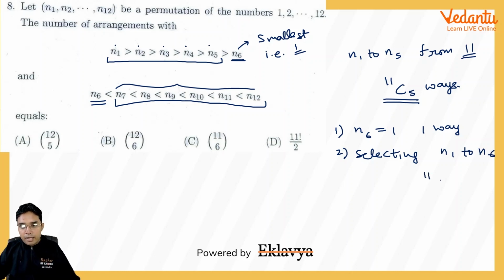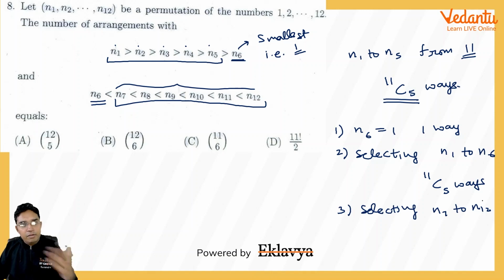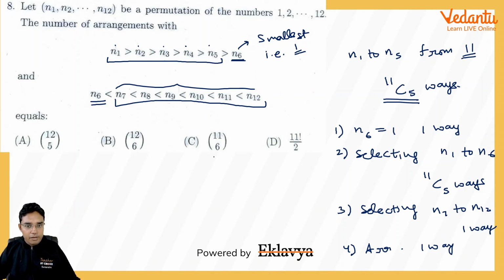So that will be done in 11C5 ways, and then you may like to select n7 to n12 also, but already after 5 numbers are selected, they will be selected in just one way. And then arrangement, every arrangement is done in just one way. So the answer here is 11C5, which we can write as 11C6 also. So the answer for this will be C.